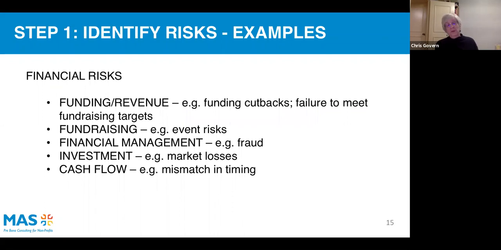Another bucket would be financial risks. You have the risk of funding cutbacks. You would all have some kind of financial management risks.